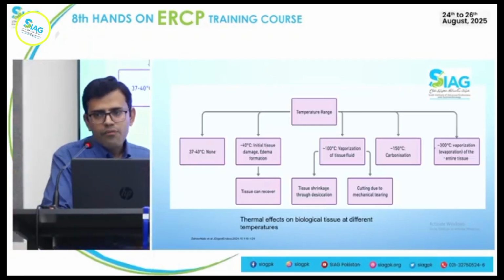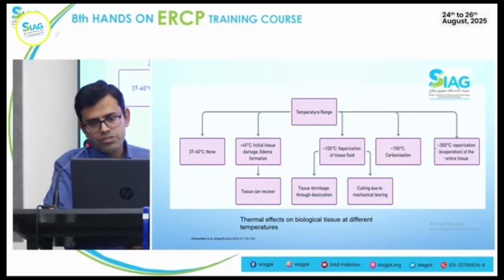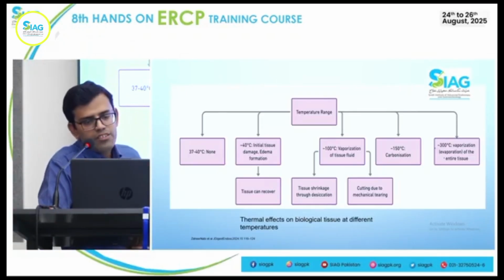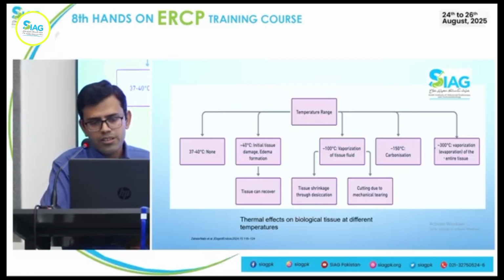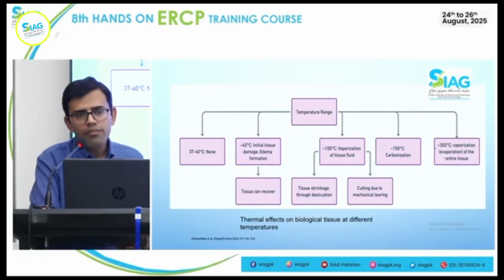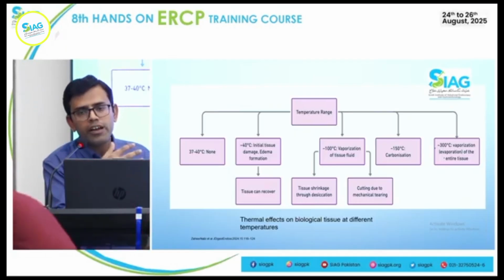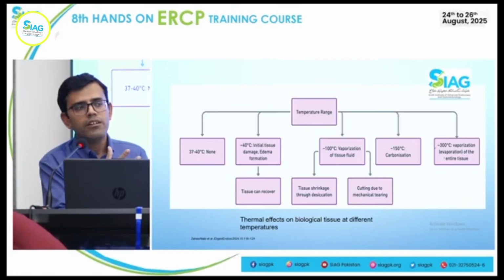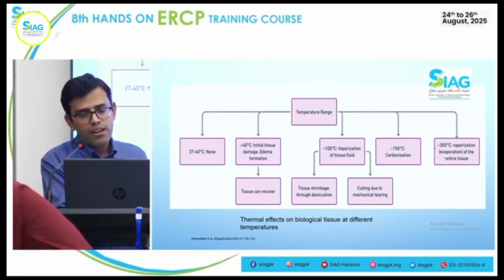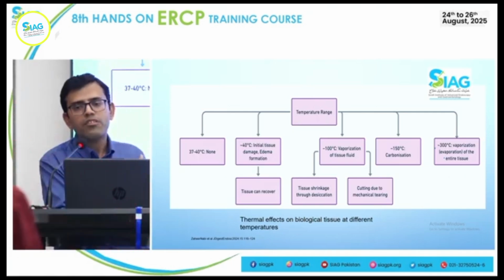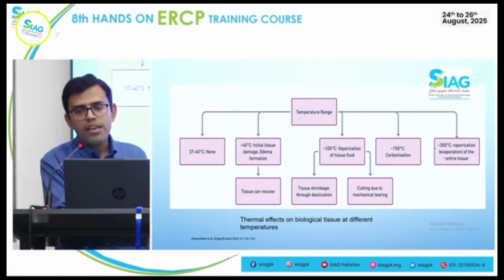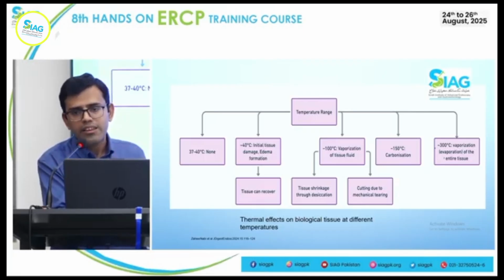Now, if we look at the effect of temperature on the tissues, it's at around 40 degrees C where tissue edema occurs. It's usually reversible. After that, as I mentioned, if the temperature rises beyond 100 degrees C in a sudden manner, it will lead to a cutting effect. And if the temperature is between 60 to 100 degrees C, it will be a coagulation effect, provided that this is all done in an insidious manner.